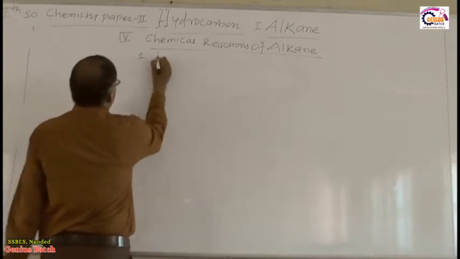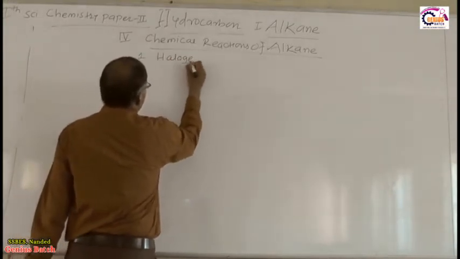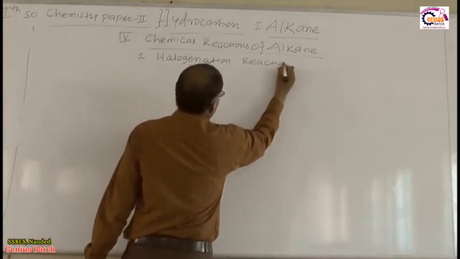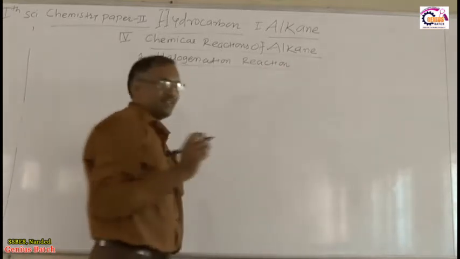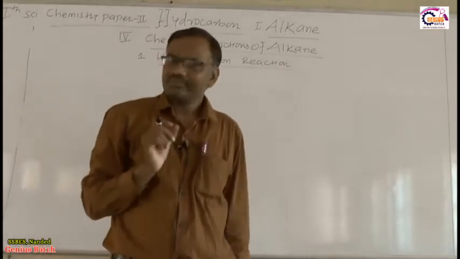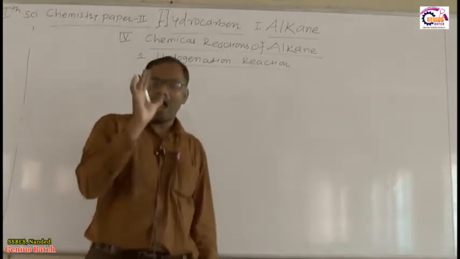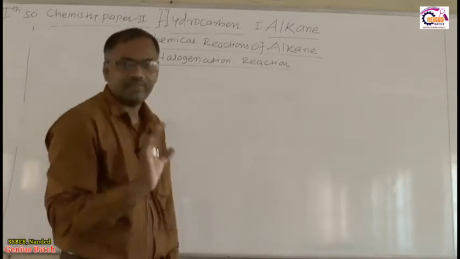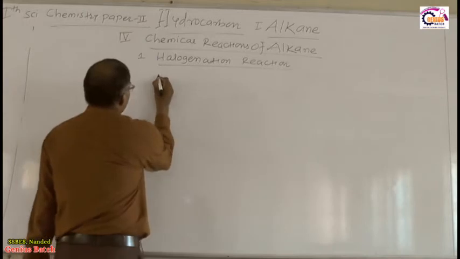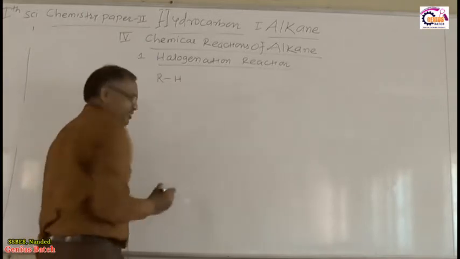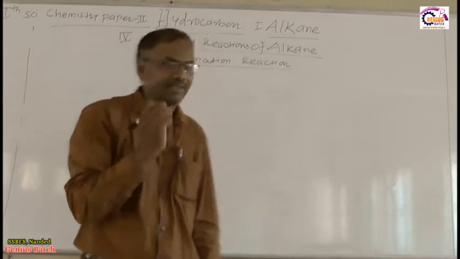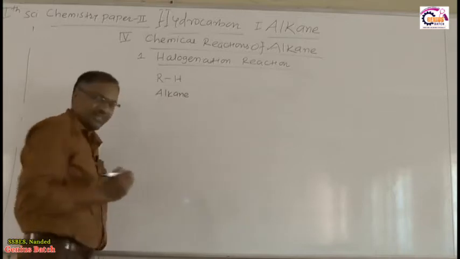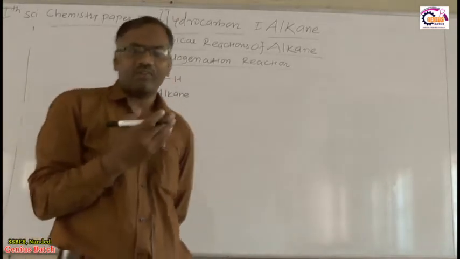The first reaction of alkane is the halogenation reaction. This is the reaction we have to study in this topic. What is meant by halogenation reaction, how it occurs, the examples and the definition we will see. For example, suppose I have RH, this is the representative formula of alkane. That is the paraffin. So this is the alkane or the paraffin.